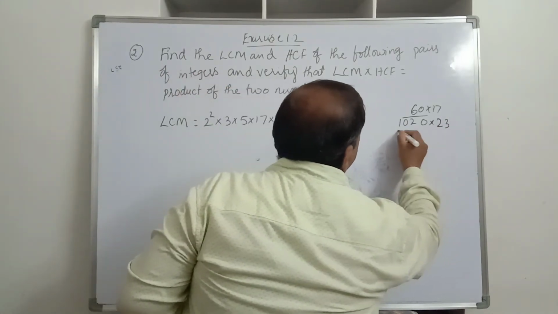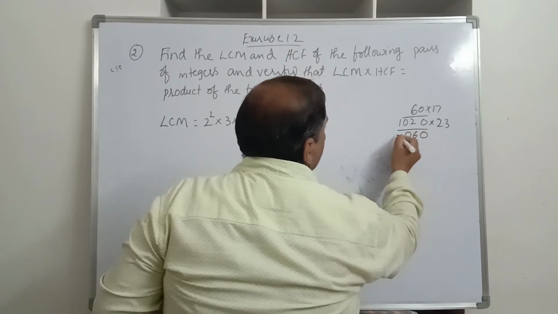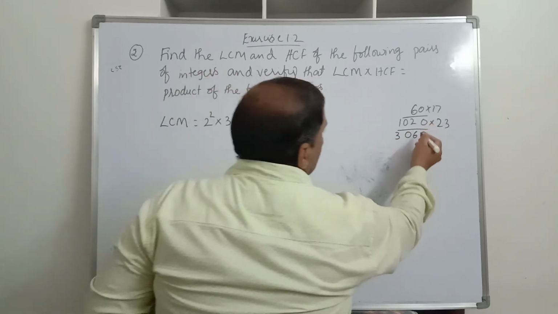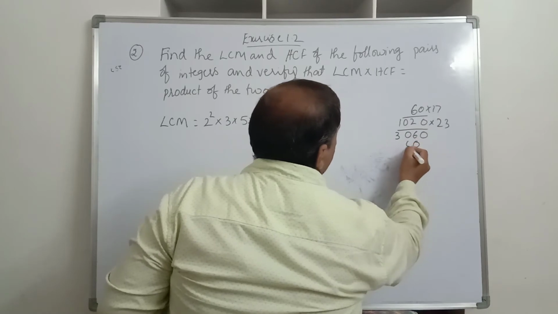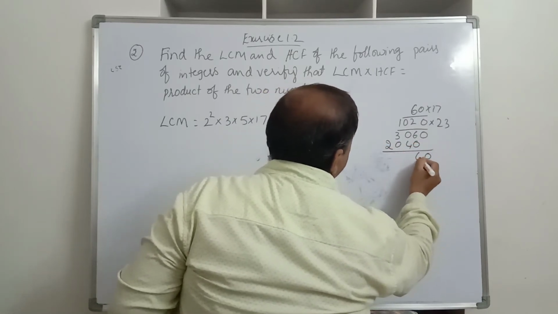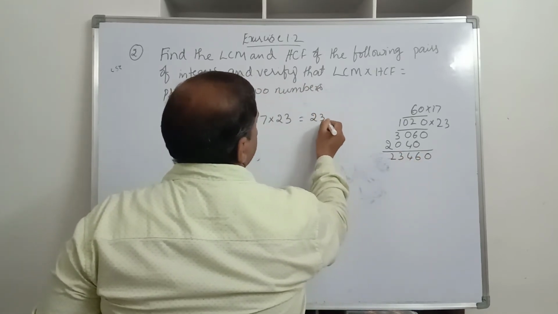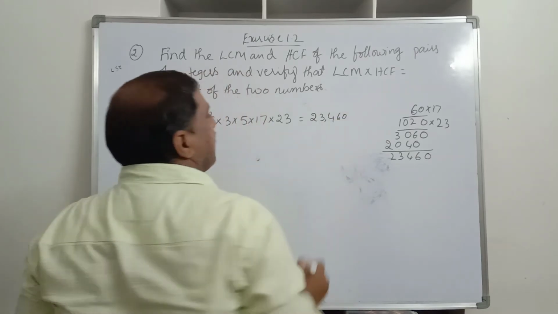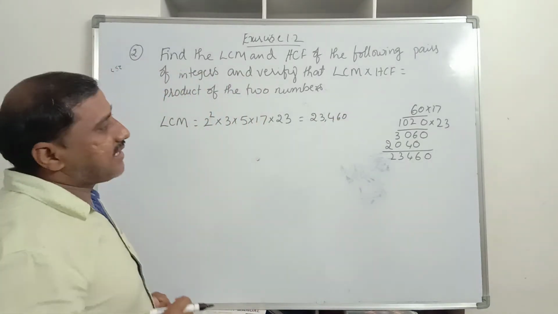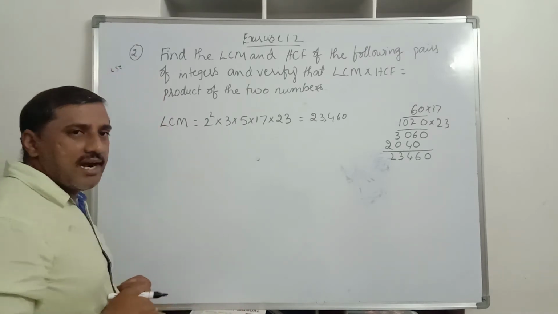So multiply with 3. 3 zeros are 0. 3 2s are 6. 3 1s are 3. With the 2 zeros are 0, 2 2s are 4, 2 1s are 2. That is 0, 6, 4, 3, 2. How much is it? 23,460. 23,460 is the LCM of 510 and 92.